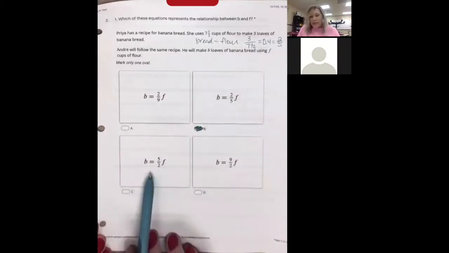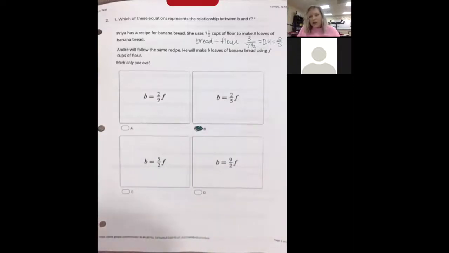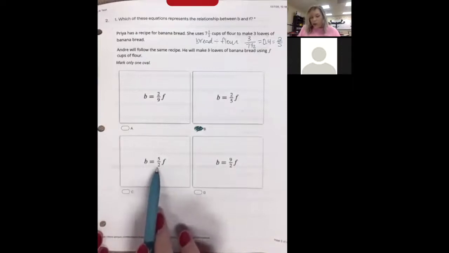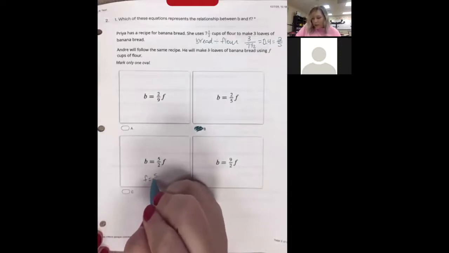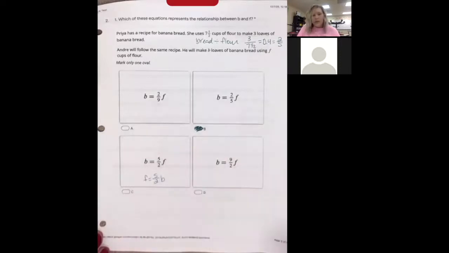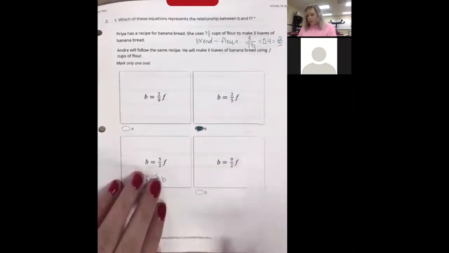Okay, and then for C, it's using the reciprocal of 5/2. So in order for this to be the correct constant of proportionality or unit rate that we would use here, it would have to be F equals 5/2 times B. But since it's not, B is our only correct answer on this one.